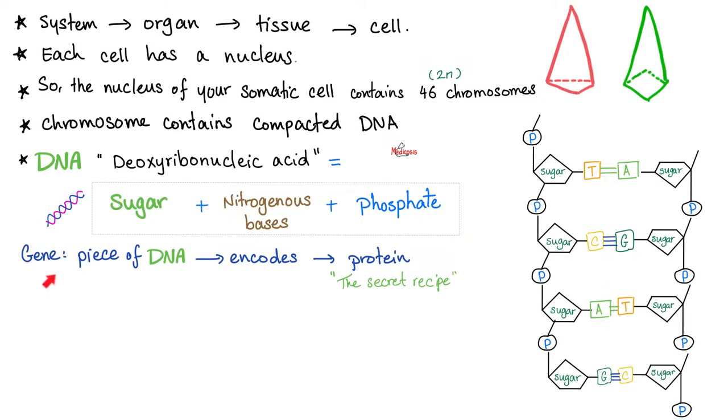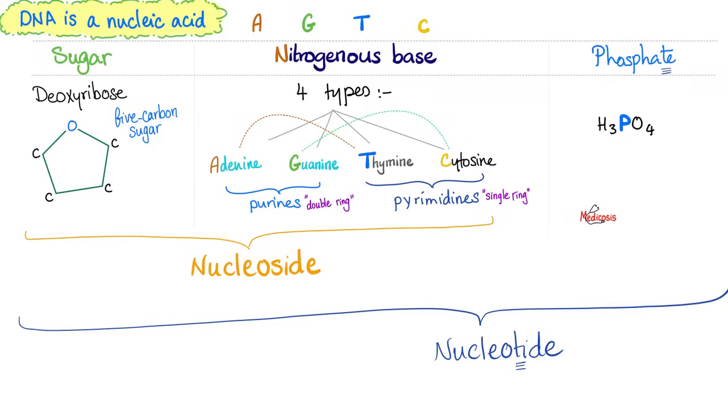A piece of it is the gene. How many genes do I have? More than 10,000? DNA is sugar, nitrogenous base, phosphate, sugar, base, phosphate, sugar, base, phosphate. What kind of sugar? Deoxyribose sugar, okay?